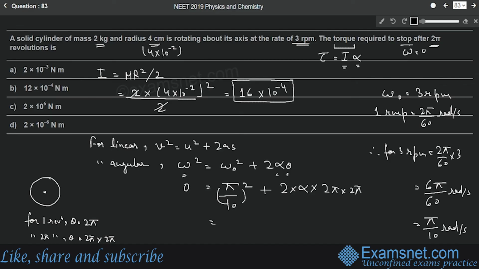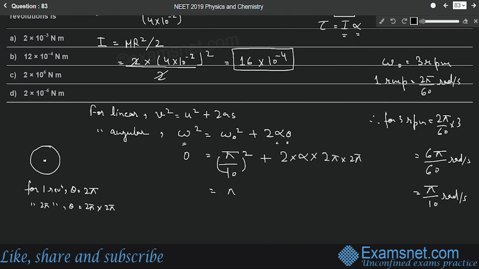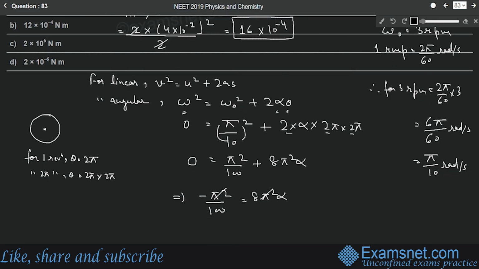So what do we get here? Here we get pi square by 100 plus 2 into 2 into 2, that is 8 pi square alpha. And this is equal to 0. So here we can write that minus pi square by 100 equals 8 pi square alpha. So pi square cancelled. Now we have got the value of alpha. Alpha is equal to minus 1 by 800 and the unit is radian per second square.